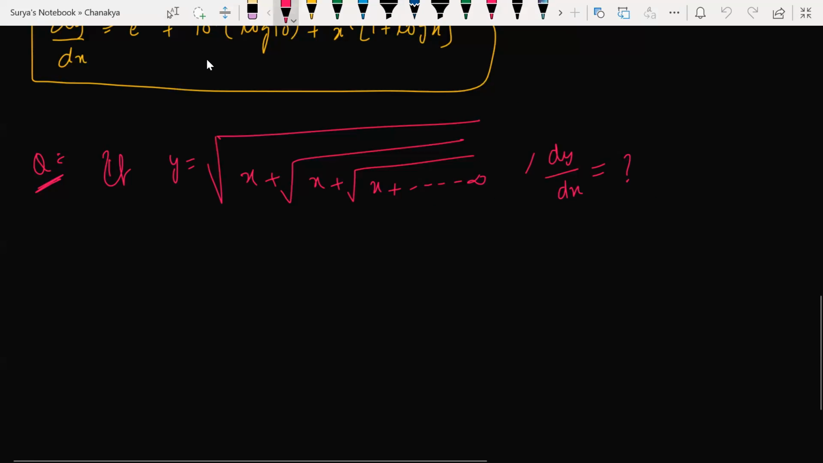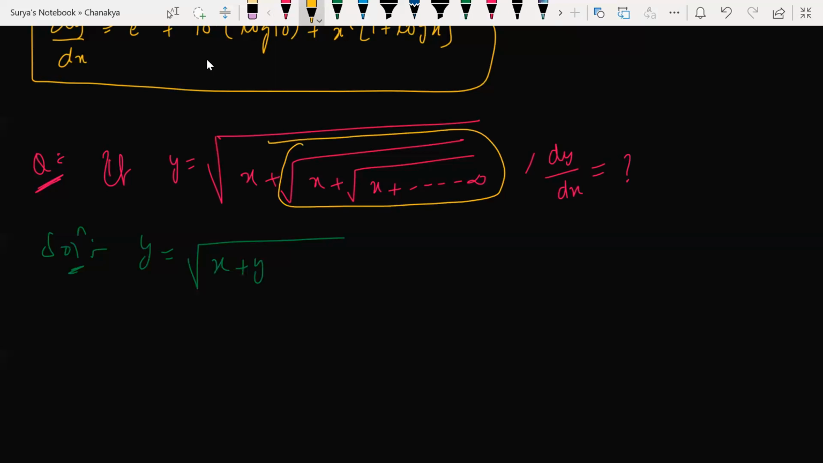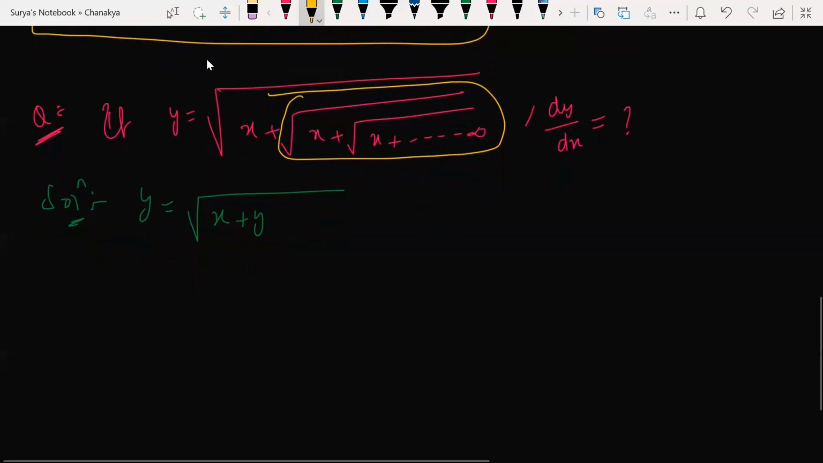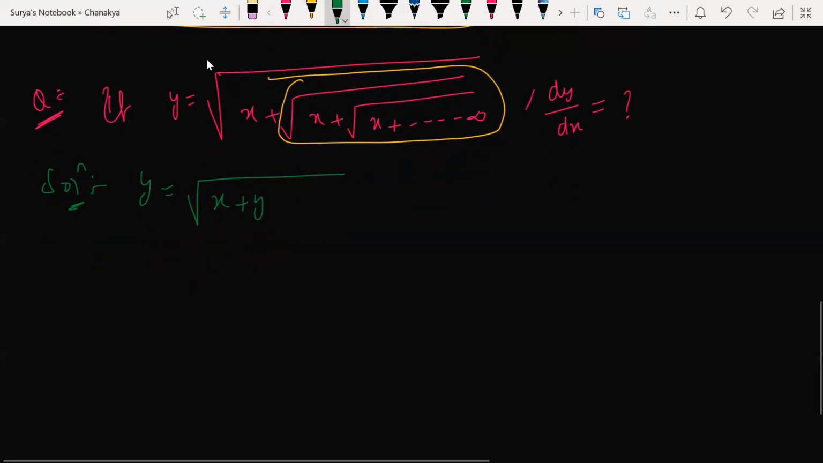It's a very simple question actually. It looks very big, but it's a very simple question. We have already solved this type of question in quadratic equations as well. So y is equal to square root of x plus... Can I write this as y? Isn't it looking like y? You understand my point?